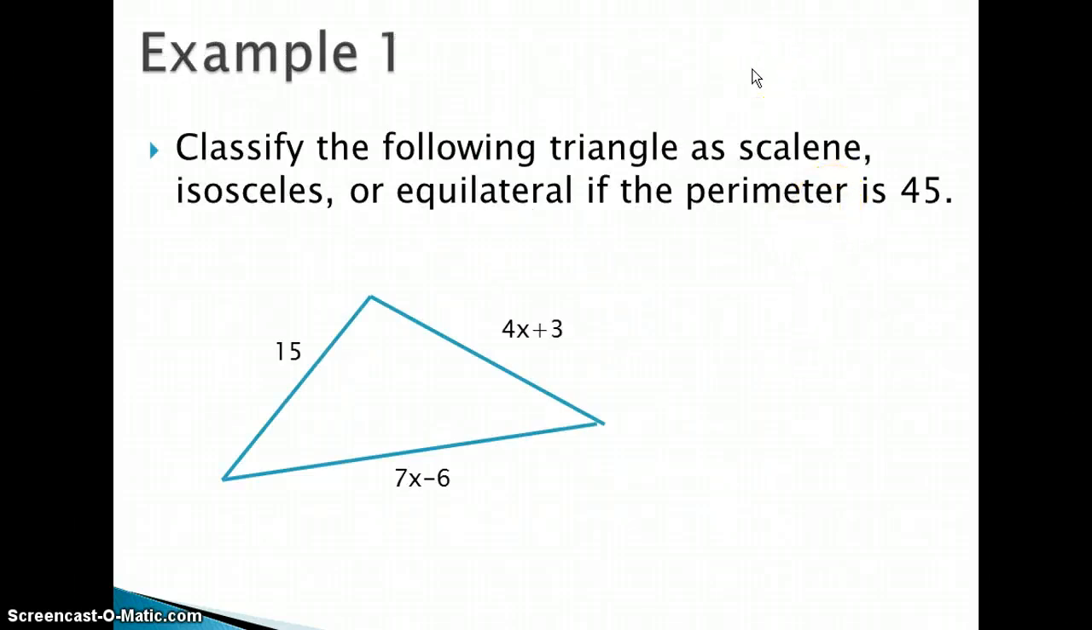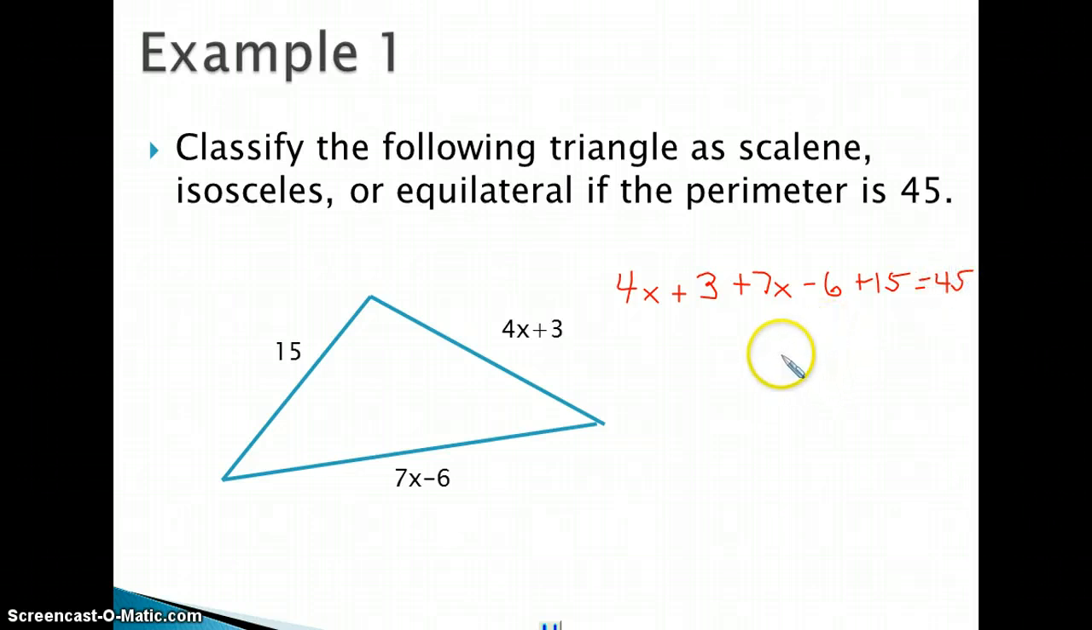So example 1, we want to classify the following triangle as scalene, isosceles, or equilateral if the perimeter is 45. So we got that word there, perimeter, which means add up all the sides, and they tell us what it is. So my strategy for this is going to be to add up all three sides. So I've got my 4x plus 3. I've got my 7x minus 6. I've got 15. And I'm going to set that equal to 45.